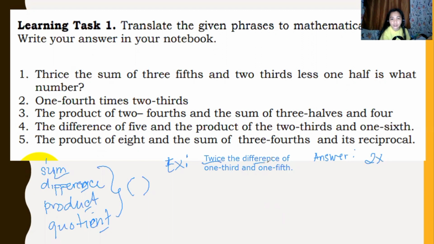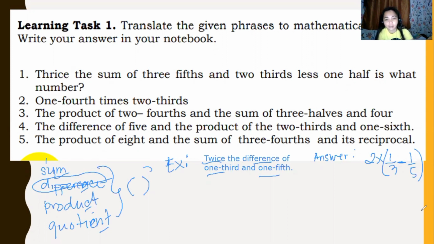The difference. I said that when you see these words, they go in parentheses. Twice, the difference of what? 1/3. Difference means minus. And 1/5 is what number? So that is an example. Or, if there is no "what number" written, we have twice, 2 times, the quantity 1/3 minus 1/5 is the answer.